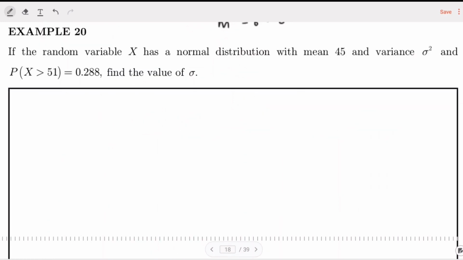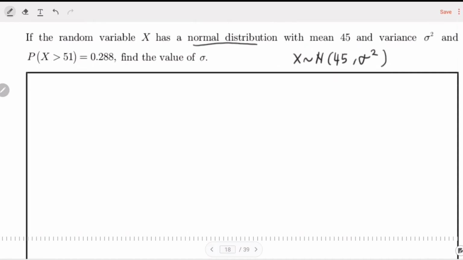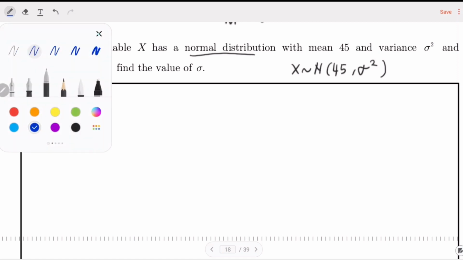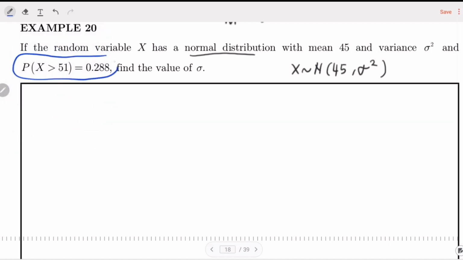Example 20. If the random variable X has a normal distribution with mean 45 and variance sigma squared, and we're given the probability for X greater than 51 is 0.288, find the value of sigma. So first of all, as usual, we're already given the probability, so we need to standardize.